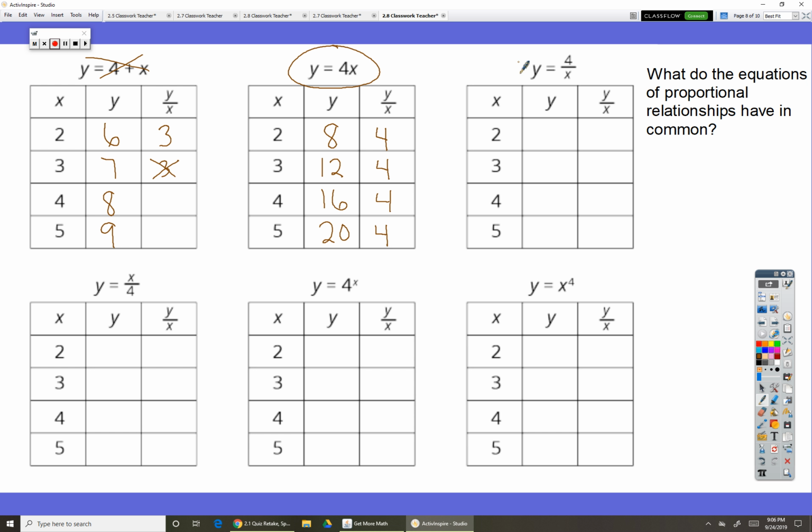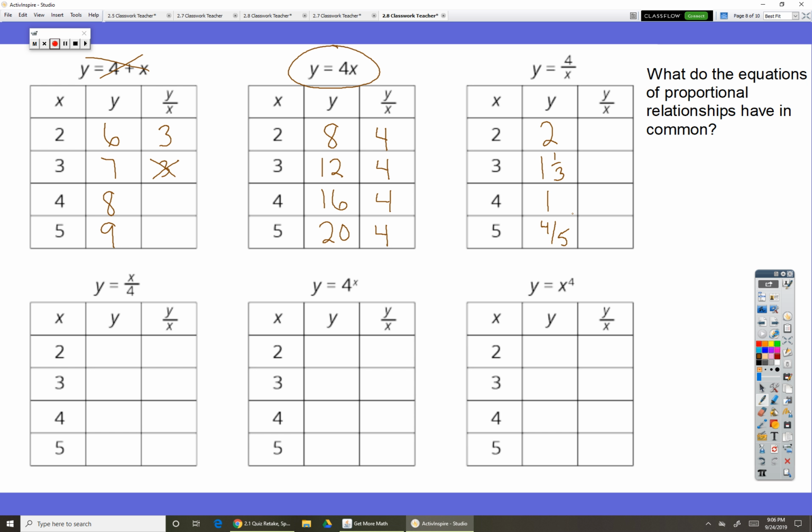Okay, let's take a look at this one. Y equals 4 over x. If x is 2, 4 over 2 means 4 divided by 2. 4 divided by 2 is 2. If x is 3, 4 divided by 3 is 1 and 1/3. If x is 4, 4 divided by 4 is 1. If x is 5, 4 divided by 5 is just 4/5.